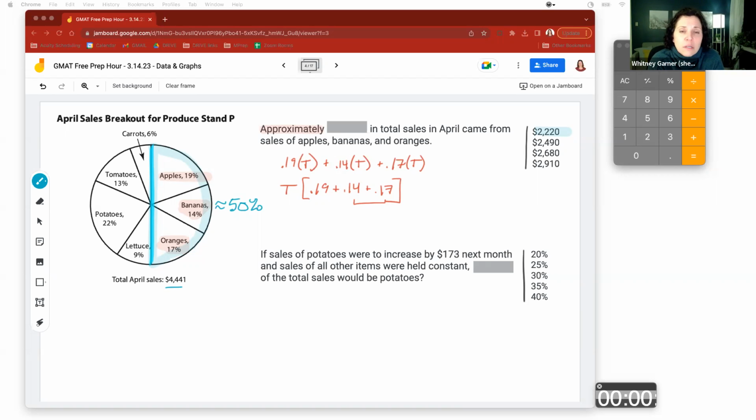How in the world, I mean, we could figure this out by saying, okay, I figure out 22% of this total. That's potatoes. Everything else, the 78% would be everything else. And then I add the new amount to potatoes and then take the whole, right? Take that out of the new total, 4441 plus whatever that 173 is.